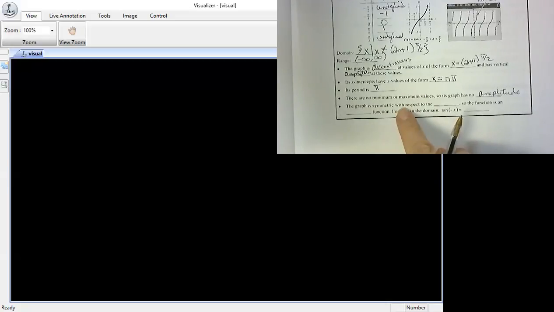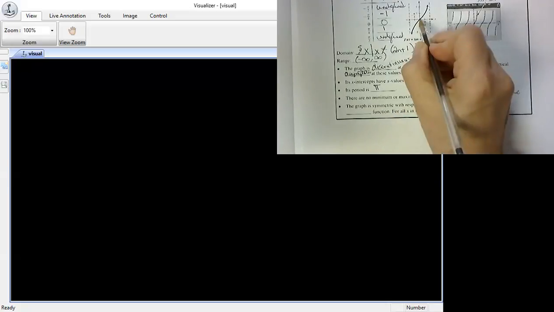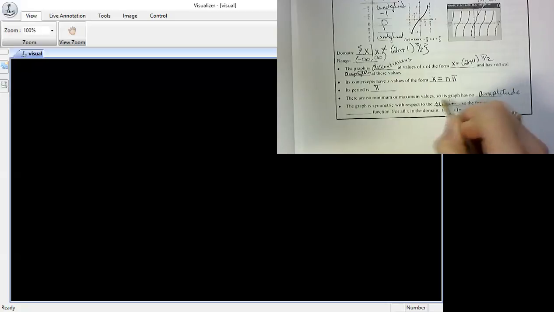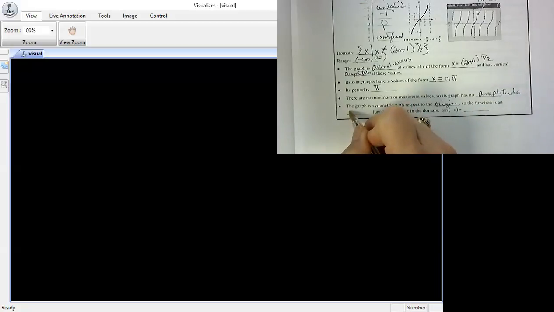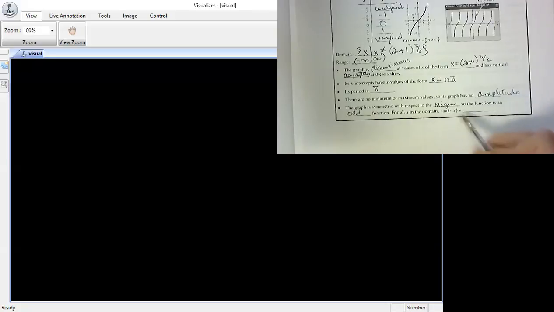It is symmetric with respect to what? What do you think? To the origin, very good. It's not symmetric to the x-axis. If I flip, the halves don't match up. So if it's symmetric to the origin, what kind of function is it? Do you remember? Even or odd? Odd. When it's symmetric to the y-axis, that's when it's an even function. And because it's odd, it means if the sign of x is changed in the tangent function, it will change the output sign. So tangent of negative x is equal to the negative times the tangent of x.